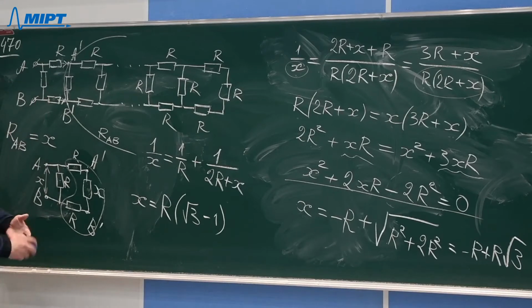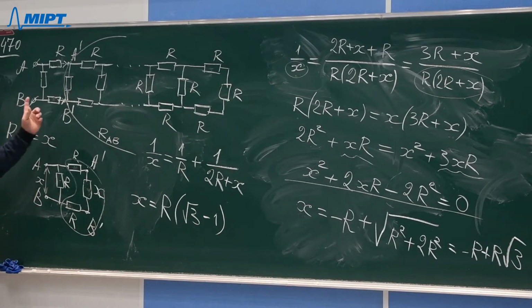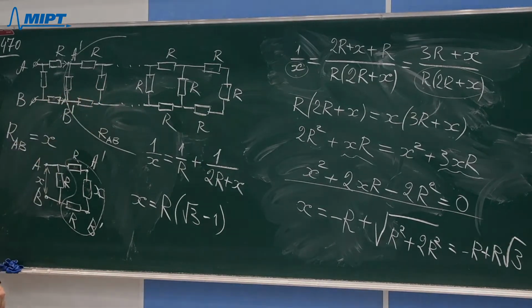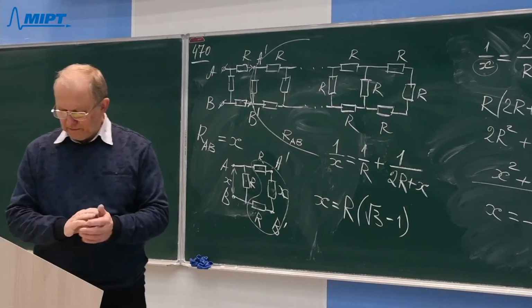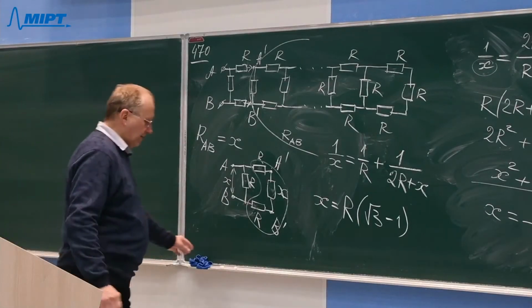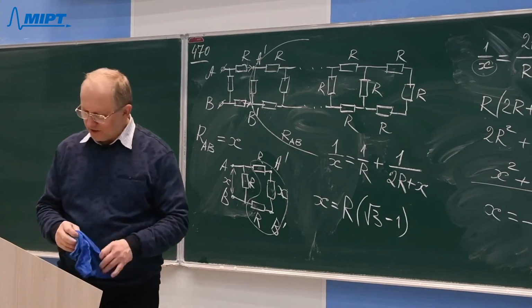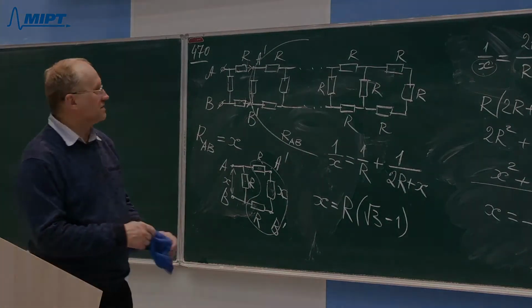So that will be the resistance. X is the resistance between points A and B for such a very long circuit consisting of a very large number of identical cells. Now let's consider another problem, which will be 460.